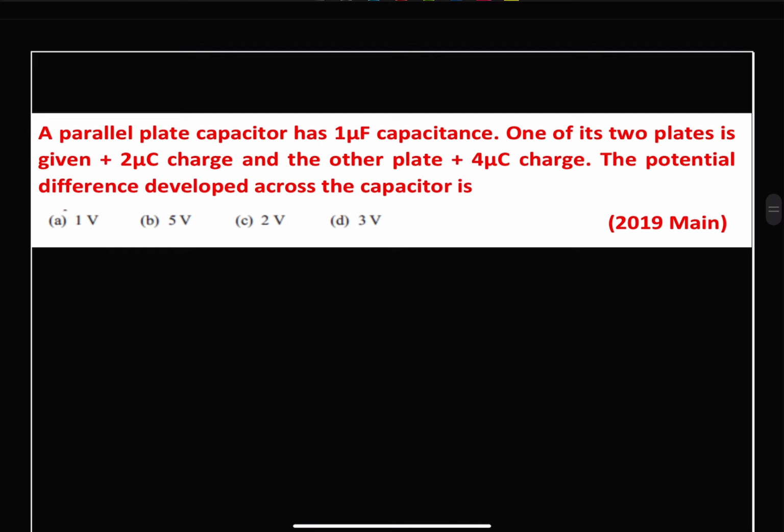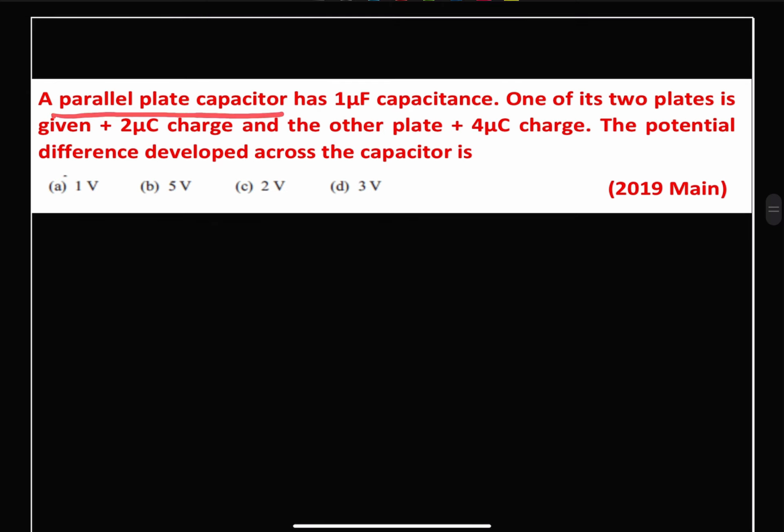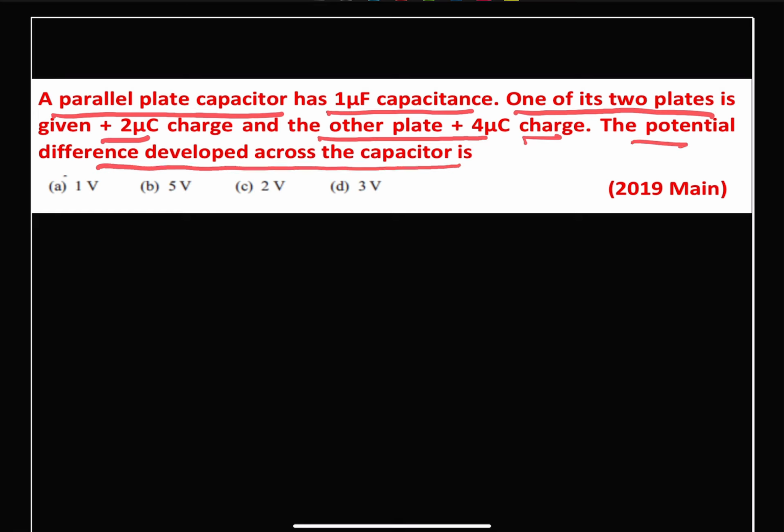We are given that a parallel plate capacitor has 1 microfarad capacitance. One of its two plates is given plus 2 microcoulomb charge and the other plate is given 4 microcoulomb charge. The potential difference developed across the capacitor is. So in this case, we are given a parallel plate capacitor and it says that one plate, suppose our left side plate, is having a 2 microcoulomb charge and our right side plate is having a 4 microcoulomb charge, and we have to find out the potential difference between the two.